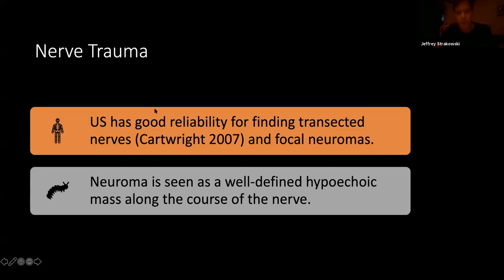So with nerve trauma, ultrasound has very good reliability for finding these neuromas, things like that. And a neuroma, by definition, is a well-defined hypoechoic mass along the course of the nerve, so it's a focal enlargement, and that usually reflects injury.